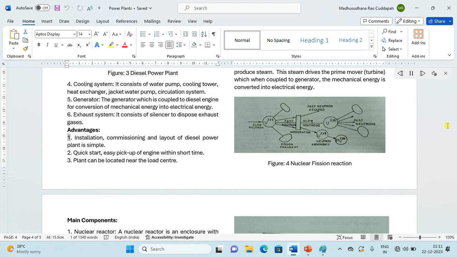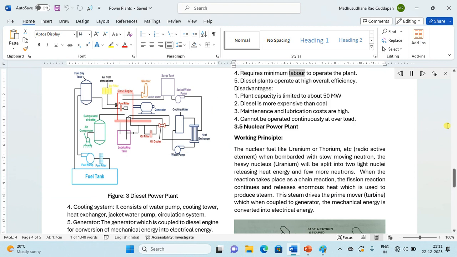Advantages. 1. Installation, commissioning and layout of diesel power plant is simple. 2. Quick start, easy pickup of engine within short time. 3. Plant can be located near the load center. 4. Requires minimum labor to operate the plant. 5. Diesel plants operate at high overall efficiency.